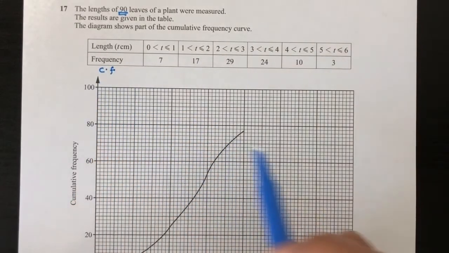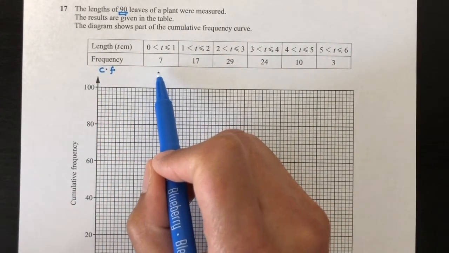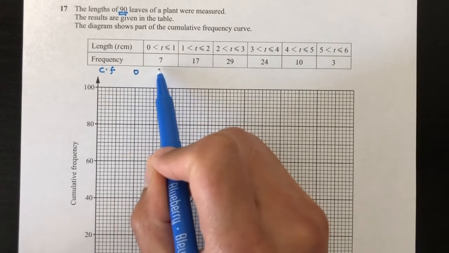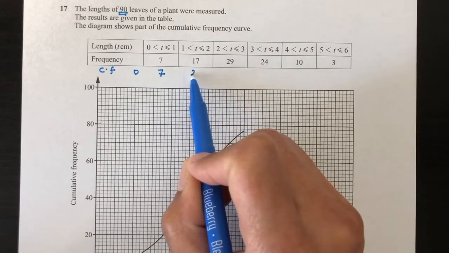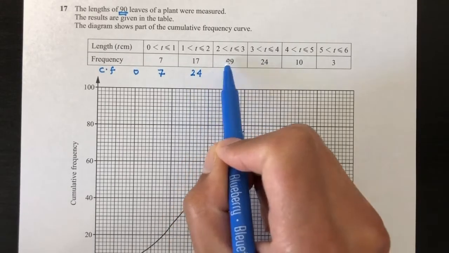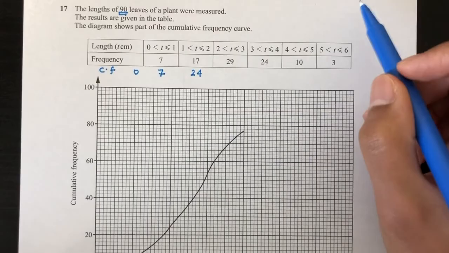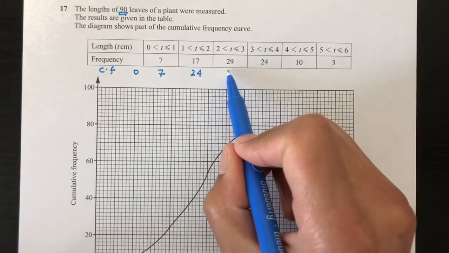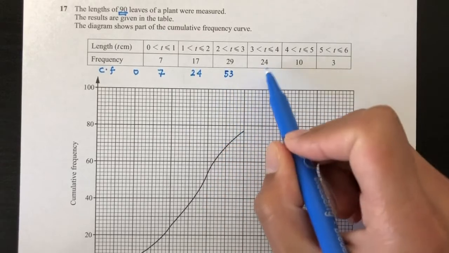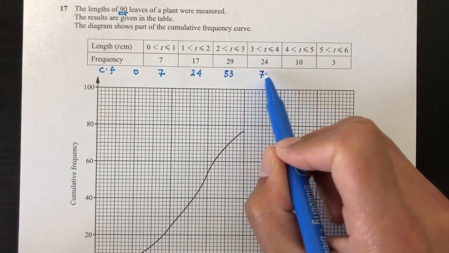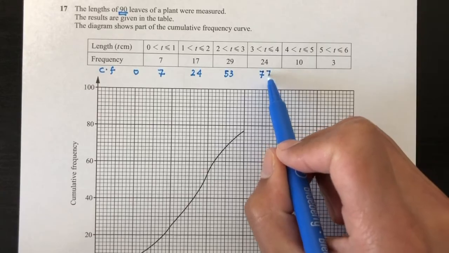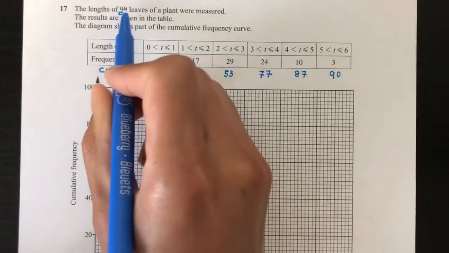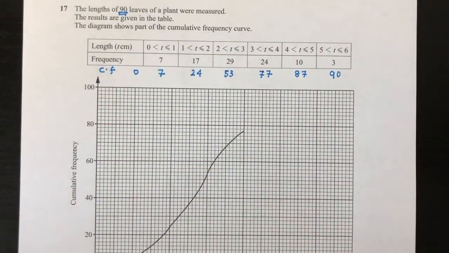Cumulative frequency. So here we have less than 1 is 7. So we begin with 0, okay, that is 7. 7 plus this, that will be 24, plus this will be what? So let's check. So 24 plus 29, that should be 53. Then plus 24, that should be 77. That will be 87, and that should be 90 leaves. So 90 leaves in total, 90 leaves given to you. So that is the right value, okay?